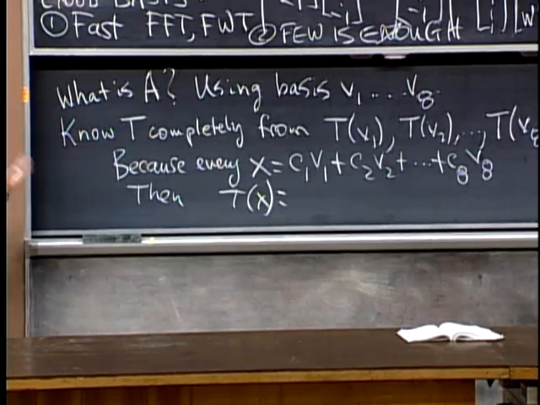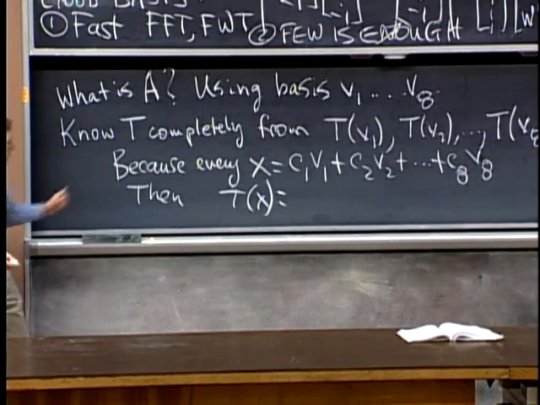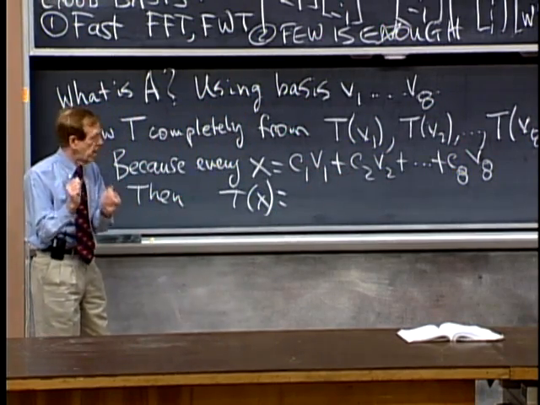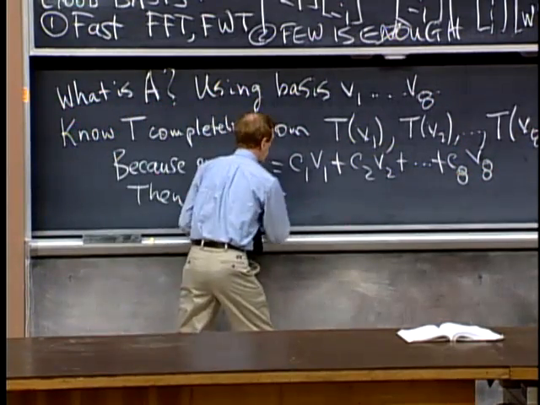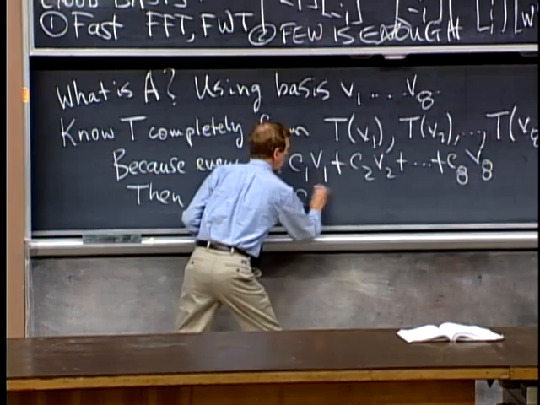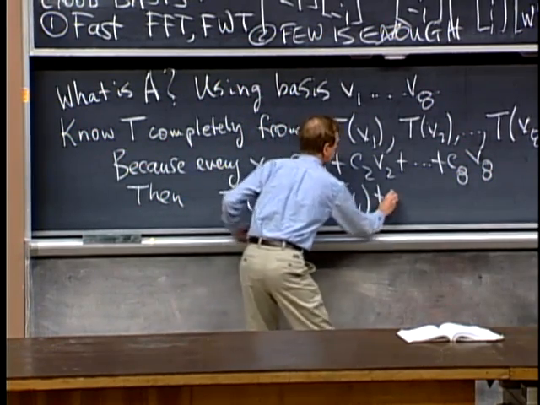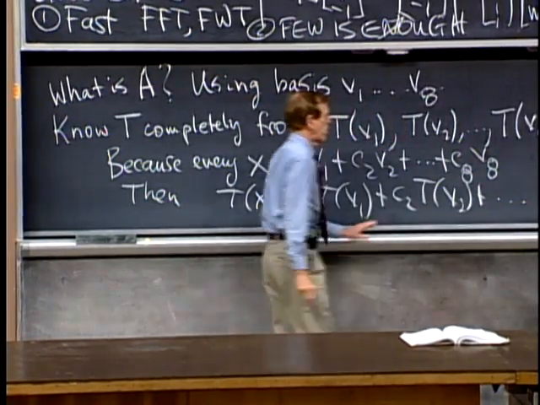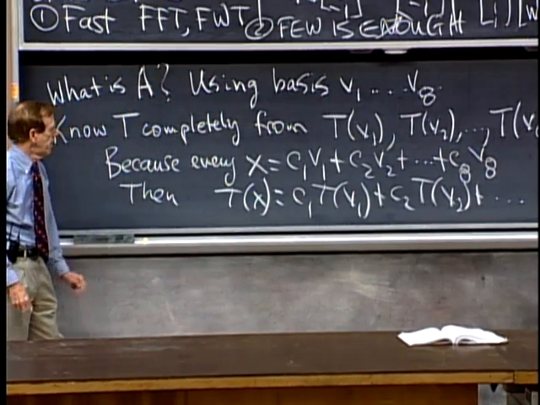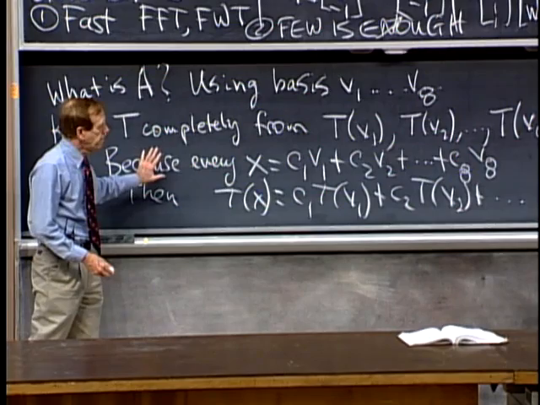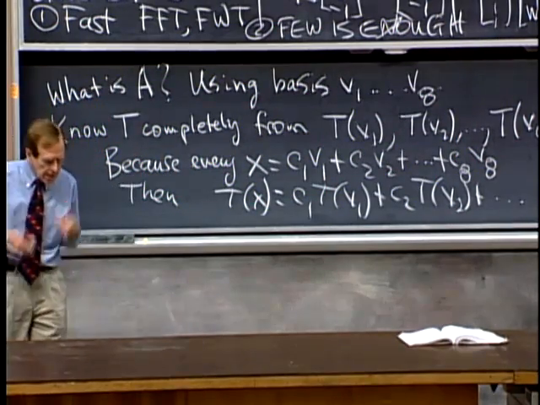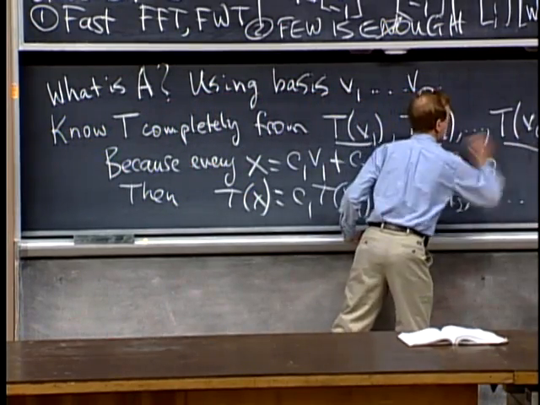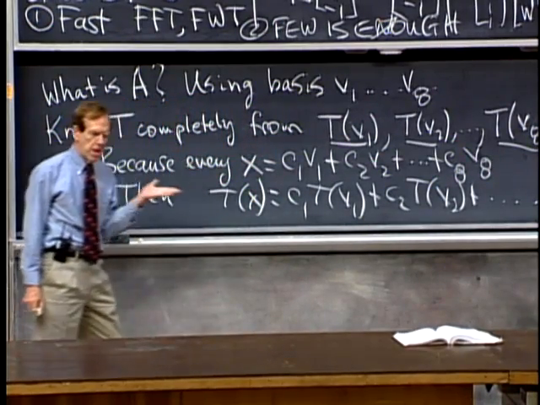The point is, I claim that we know T of x completely for every x, because every x is a combination of those, and now we use the linear transformation part to say that the output from x has to be C1 times the output from V1 plus C2 times the output from V2, and so on, up through C8 times the output from V8. So this is like just saying, okay, we know everything when we know what T does to each basis vector. Okay, so those are the 8 things we need.